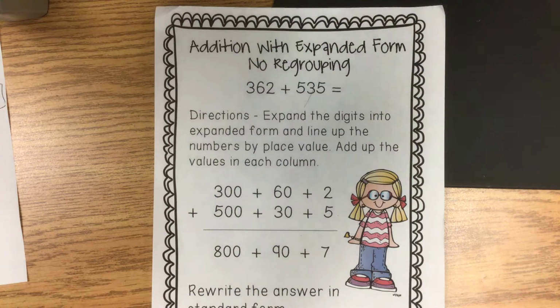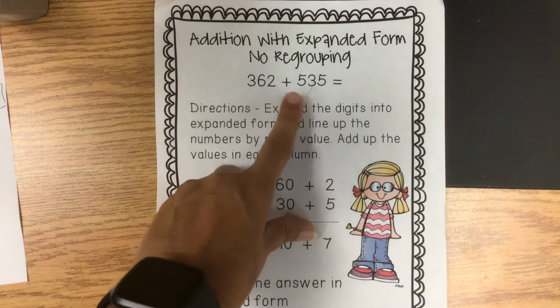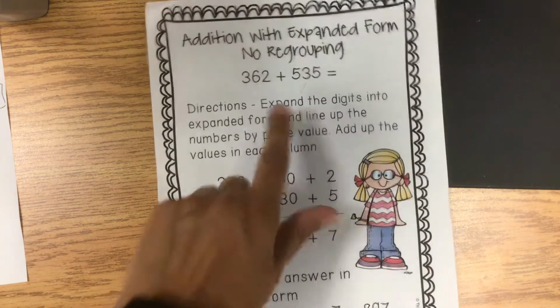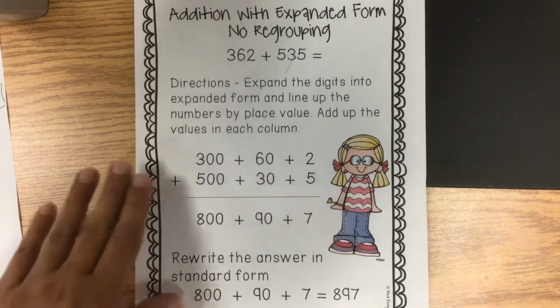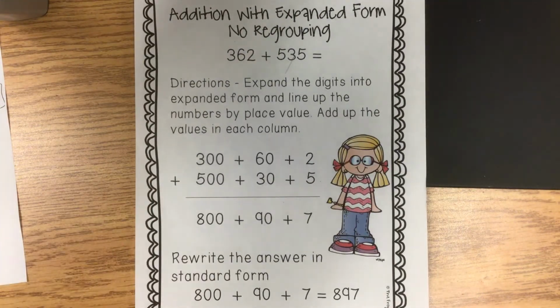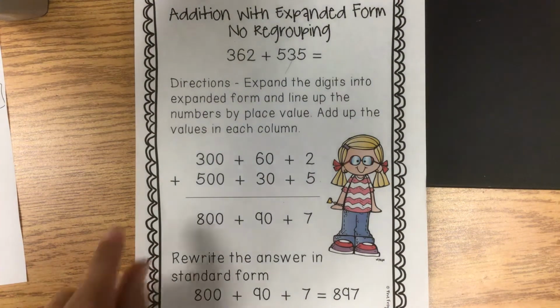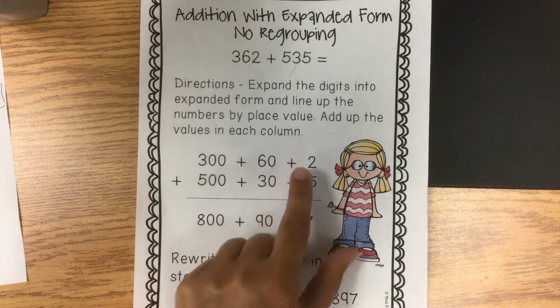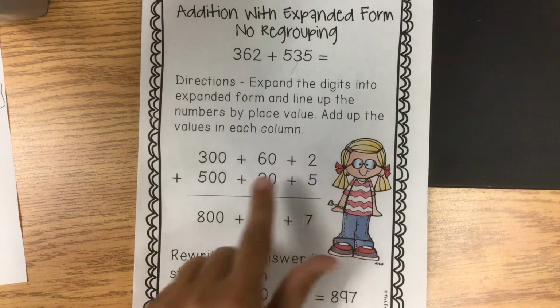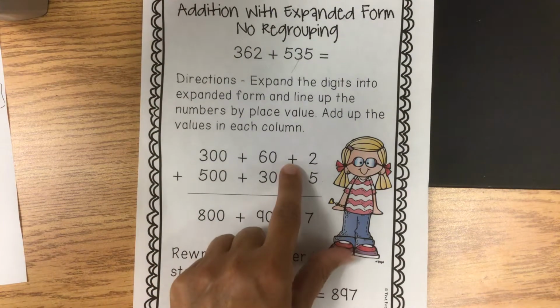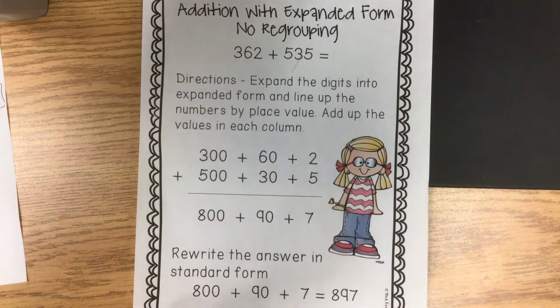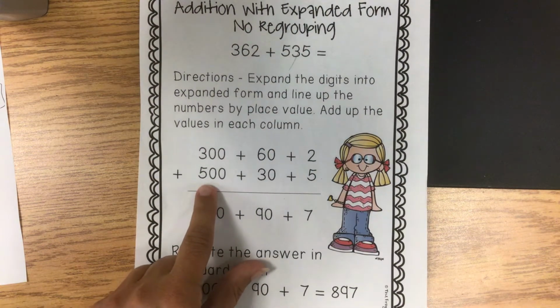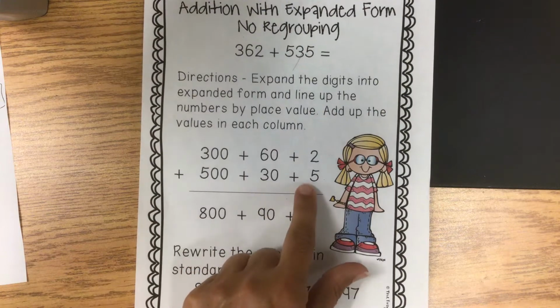So let me just show you this example first. The numbers that are getting added are 362 and 535. So you take your number 362 and write that in expanded form. 362 is composed of 3 hundreds, 6 tens, and 2 ones. So we can write that as 300 plus 60 plus 2. Your next number, 535, we can decompose into 500 plus 30 plus 5.